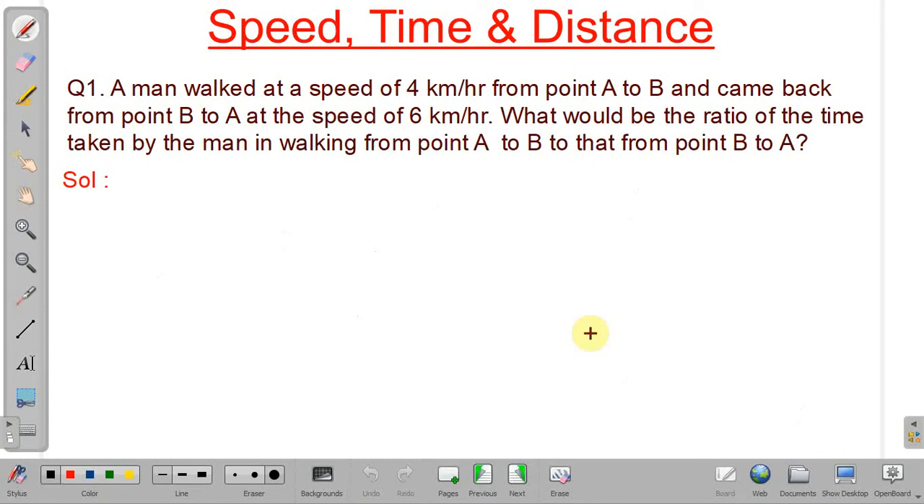Now we will solve some problems based on our discussion. In this problem, what is given? A man walked at a speed of 4 kilometer per hour from point A to B.